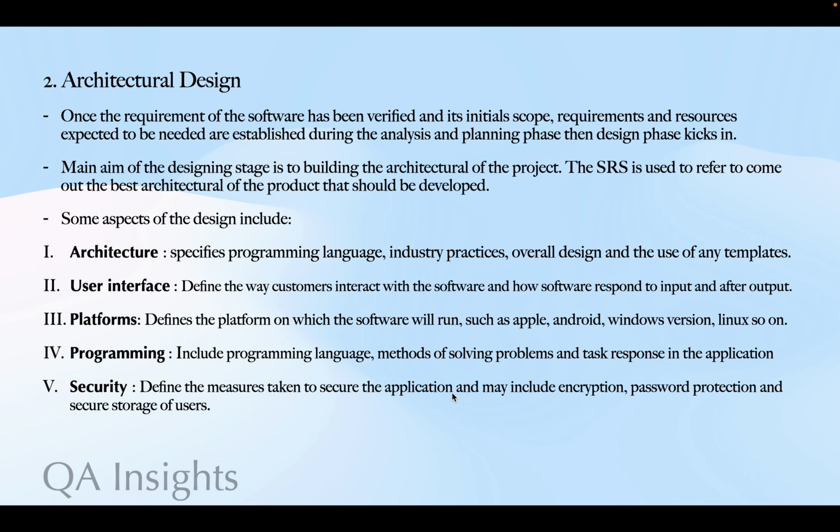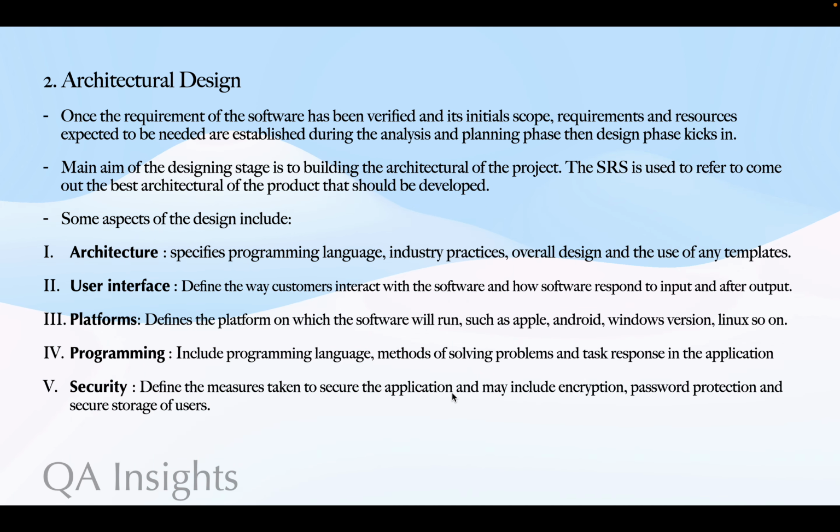The main aspects of the design phase are architecture, user interface, platform, performance, and security. These are all the main aspects of the design phase. In architecture, the specific programming language, industry practices, and the overall design are templated. In the user interface, or UI, they define how the software responds to input and output.